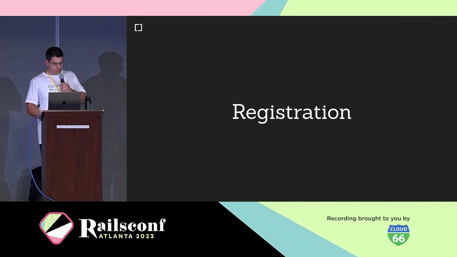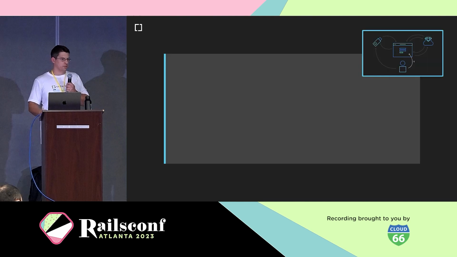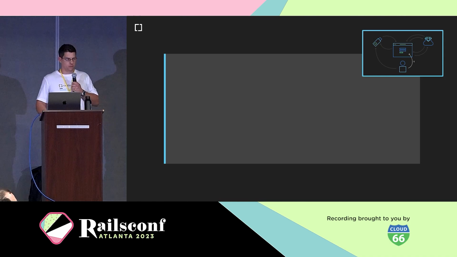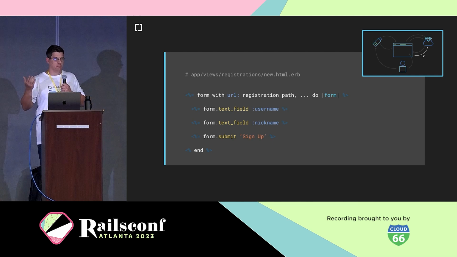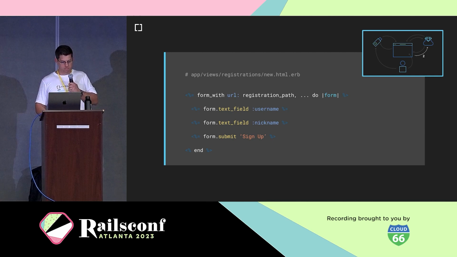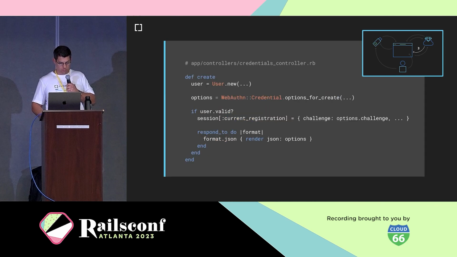The registration process will look something like this. I'm gonna use the same diagram on the top right corner to walk you through. Let's say the user starts the registration process. We put a form in front of them that asks them for a username, a nickname for the hardware device, maybe a security key, a Touch ID, whatever. That will go to the server.